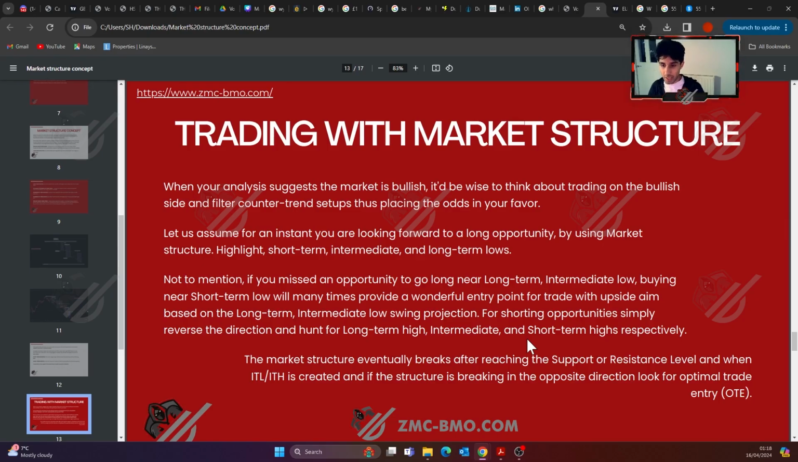Let's assume, for instance, you are looking for a long opportunity by using market structure. Highlight short-term, intermediate, and long-term lows. Not to mention, if you missed an opportunity to go long near the intermediate low, buying the short-term lows will provide many wonderful entry points with an upside aim.